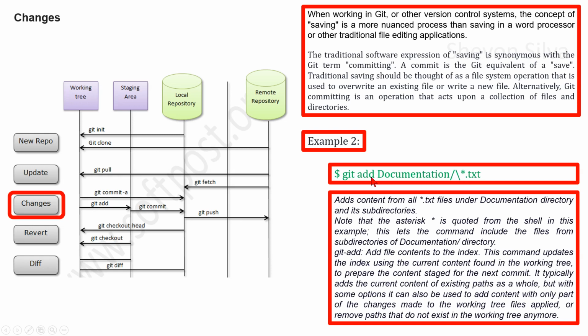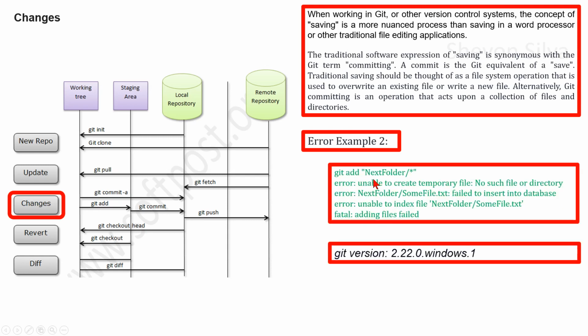Git add adds file contents to the index. This command updates the index using the current content found in the working tree to prepare the content staged for the next commit. It typically adds the current content of existing paths as a whole, but with some options it can also be used to add content with only part of the changes made to the working tree files applied, or remove paths that do not exist in the working tree anymore.